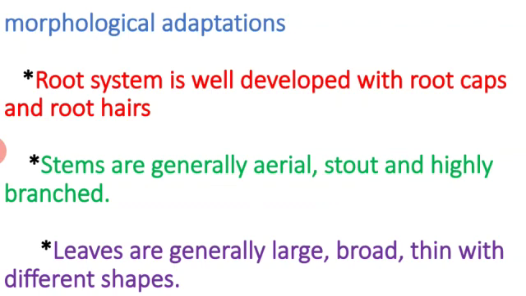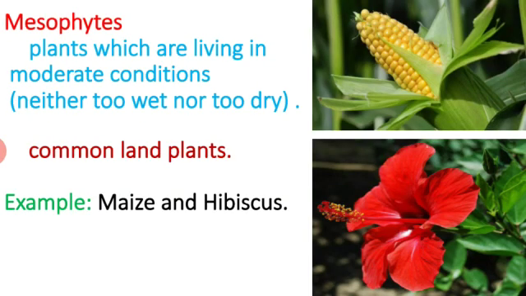Leaves here are large, broad as well as thin, and different shapes can be found in mesophytic plants. You can see the leaf shapes based on the different types of plants. For example, hibiscus has reticulate venation, while in maize you can see parallel venation. So the arrangements can differ as well as the shape of the leaf also will differ here.